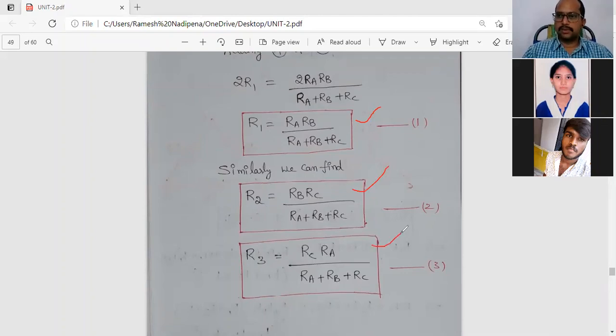Right? So this is about delta to star transformation. These are star connected elements. R1, R2, R3 are star connected elements. That means star in terms of delta. That is the meaning. Right? Now, if people have any doubt in this, please ask him.